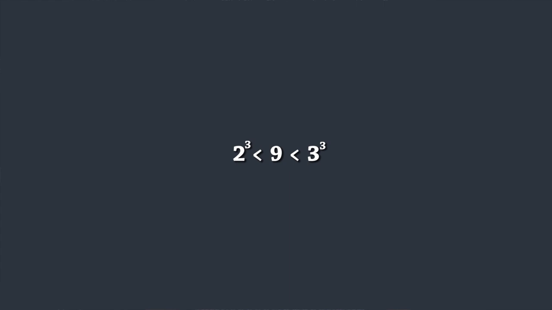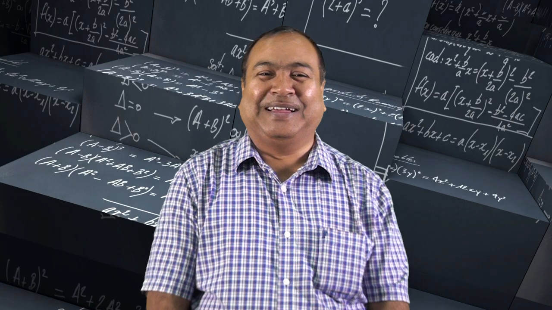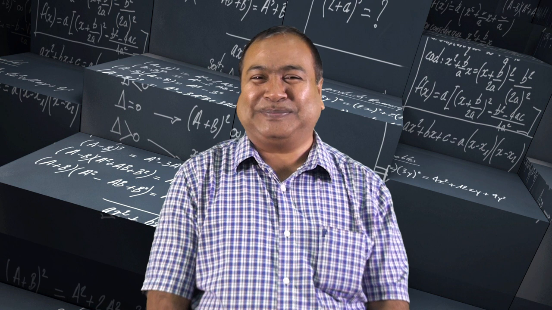Step 4. By taking the smaller number in the above inequality, we observe that the tens digit in the answer must be 2. Hence, the answer is 21. That is, the cube root of 9261 is equal to 21. Let us take the next example.